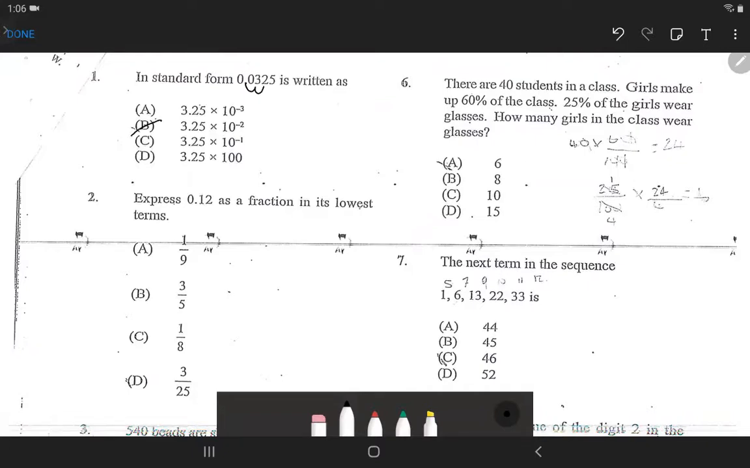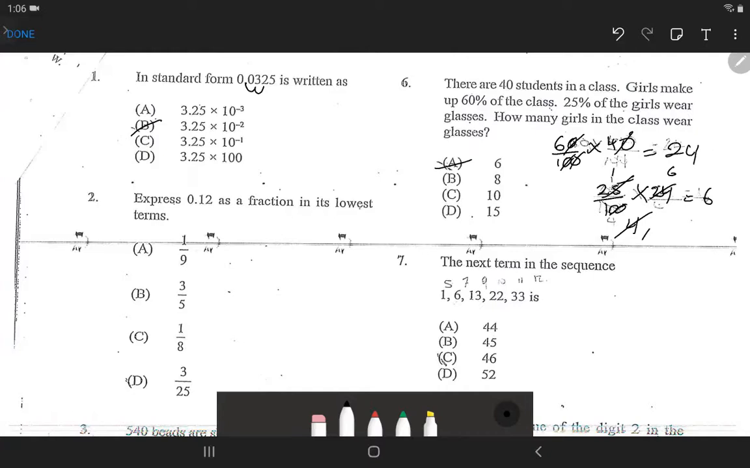There are 40 students in a class. Girls make up 60% of the class, 25% of the girls wear glasses. How many girls in the class wear glasses? So first we have to know how many girls are in the class. That's 60% of 40. So 6 fours are 24. And we need to know how much is a quarter of those girls, or 25%, who wear glasses. So a quarter, that means 6 of the girls wear glasses.